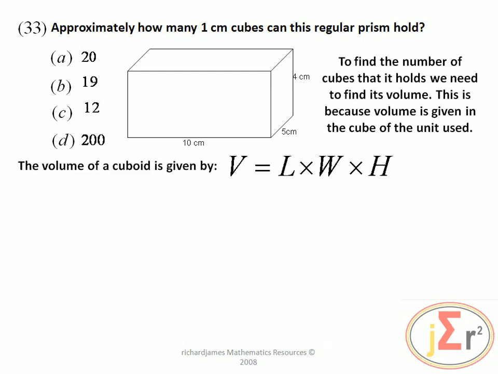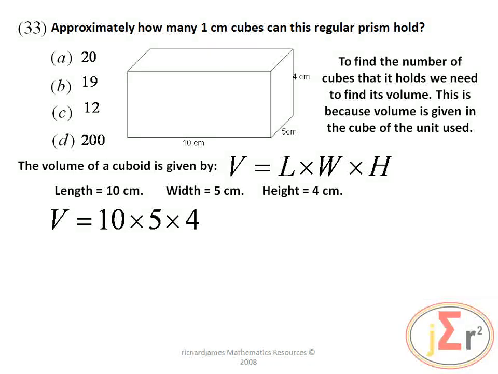So the volume of a cuboid is given by V is equal to length multiplied by width multiplied by height. So the length is 10 centimeters. The width is 5 centimeters. The height is 4 centimeters. So volume is equal to 10 multiplied by 5 multiplied by 4. So V is equal to 200 centimeters cubed.